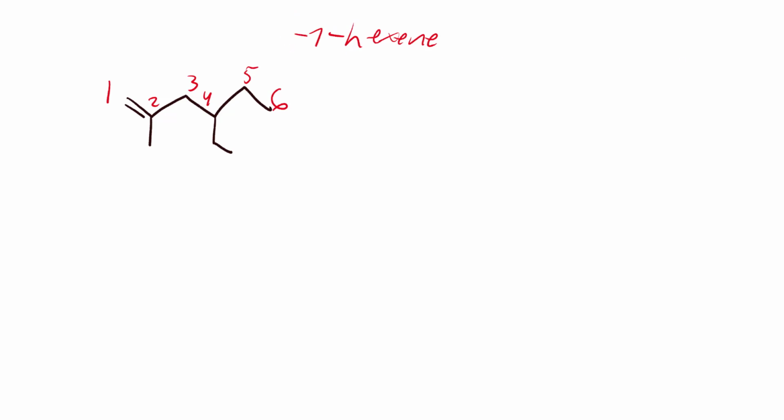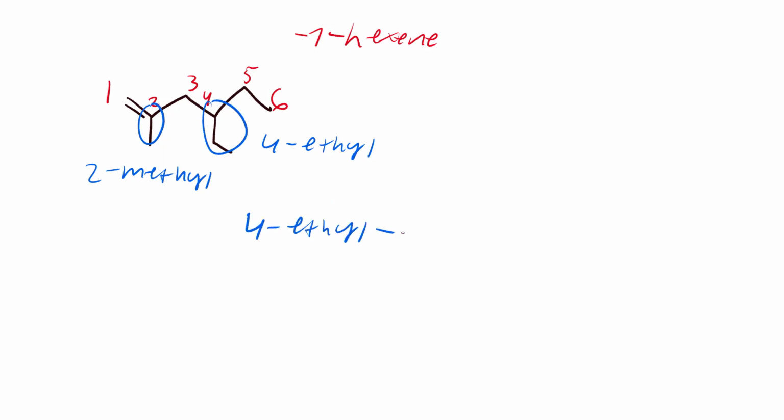And what's left to do is to figure out what is going to be on the substituents. What substituents are there? Well, we have a 2-methyl, 2-methyl. We have a 4-ethyl. Alright, now we're ready to cook up a name. So we have, in alphabetical order, 4-ethyl dash 2 dash methyl dash 1 dash hexene.